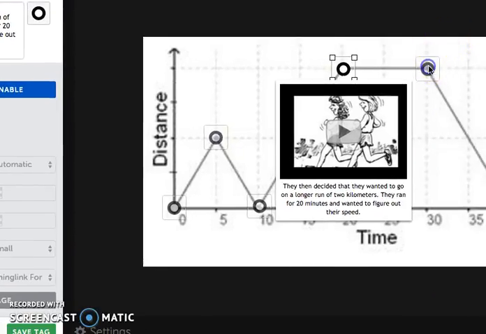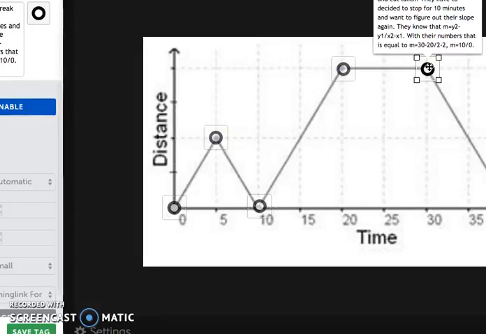Lisa and her friends decide that they want to take a break now and eat lunch. They decided to stop for 10 minutes and want to figure out what their slope is. They know that m equals y2 minus y1 divided by x2 minus x1. With their numbers, that's m equals 30 minus 20 divided by 2 minus 2. So the slope is 10 over 0, which means 10 units to the right, but 0 units up.